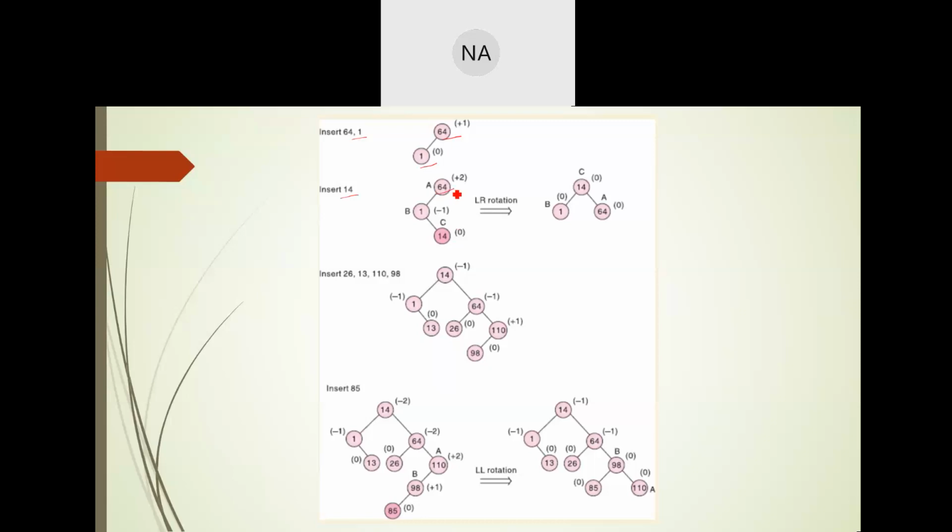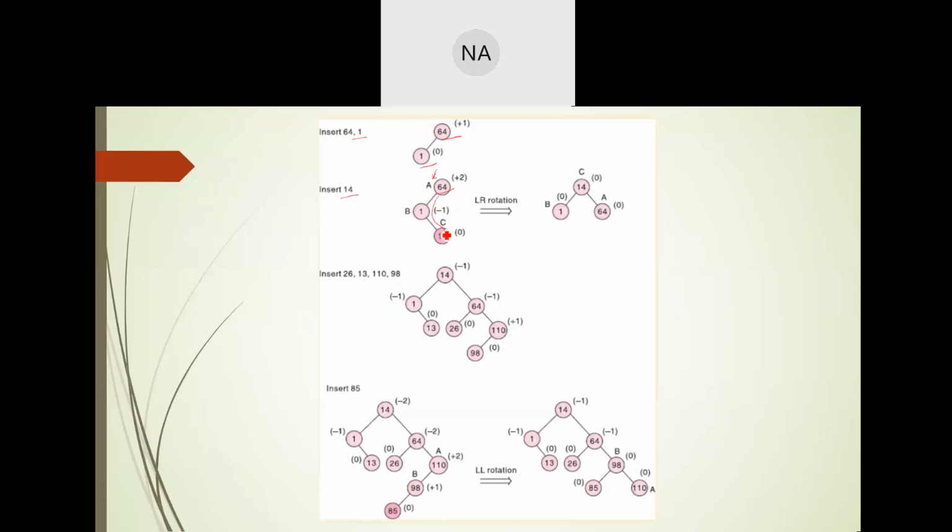Now you see that the new node 14 is in the right subtree of the left subtree of 64, right? So A is imbalanced and is the closest ancestor to 14, the new node. So it is the node A, right? And which rotation will be performed?